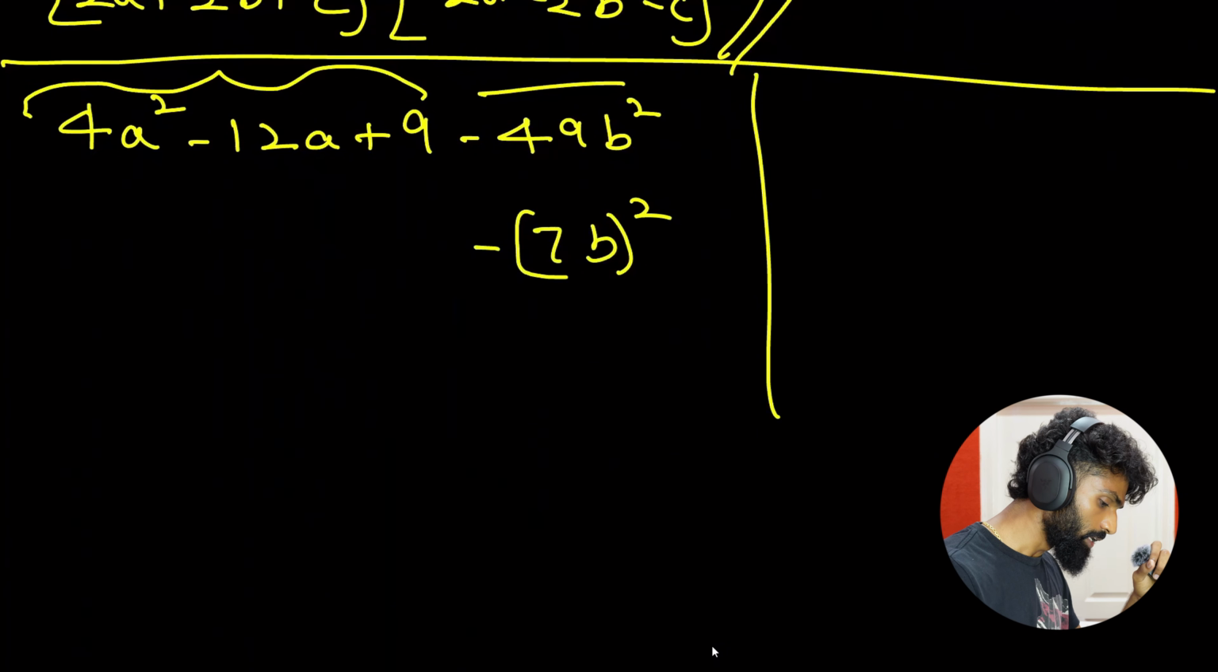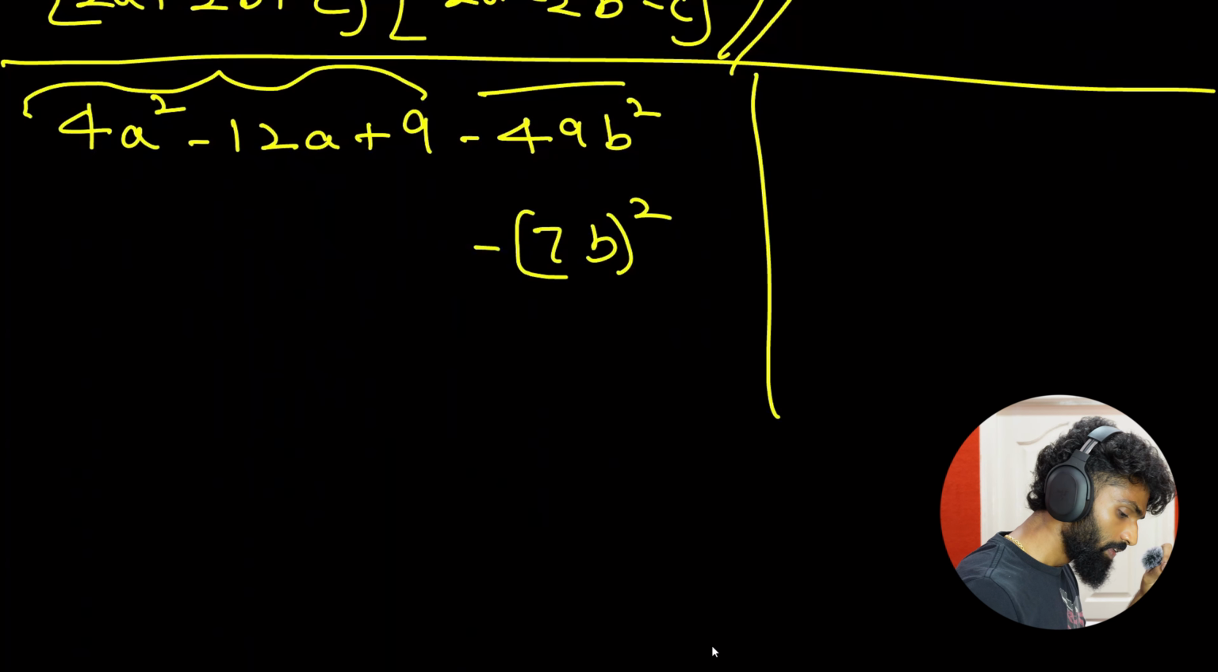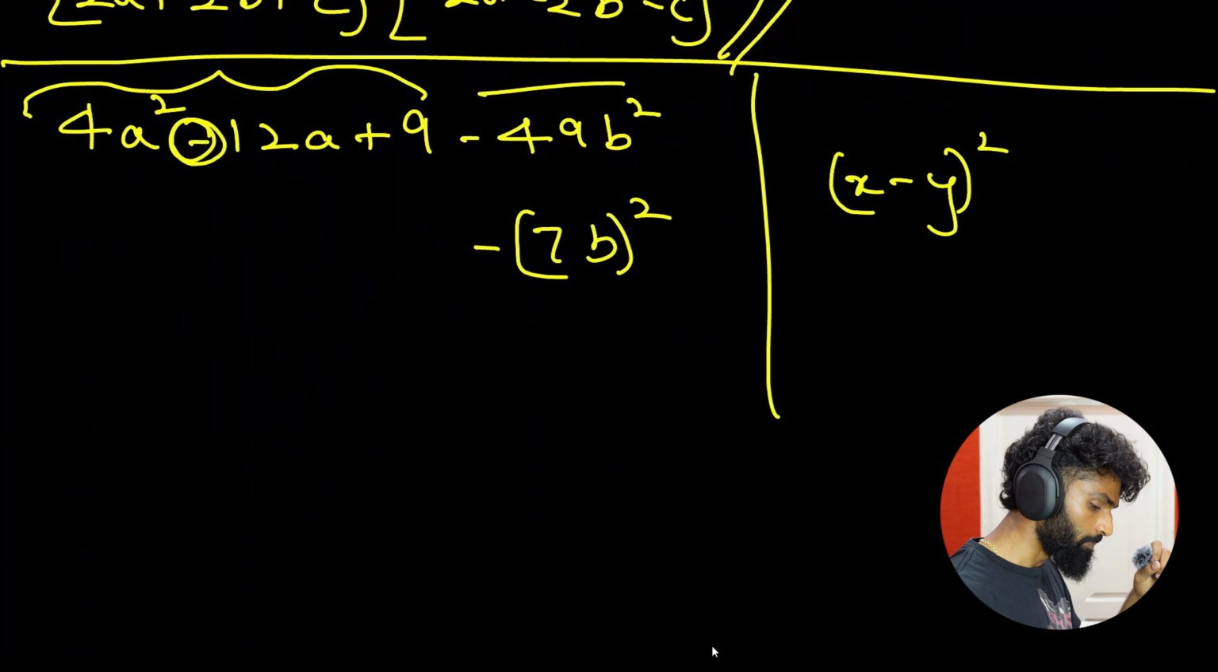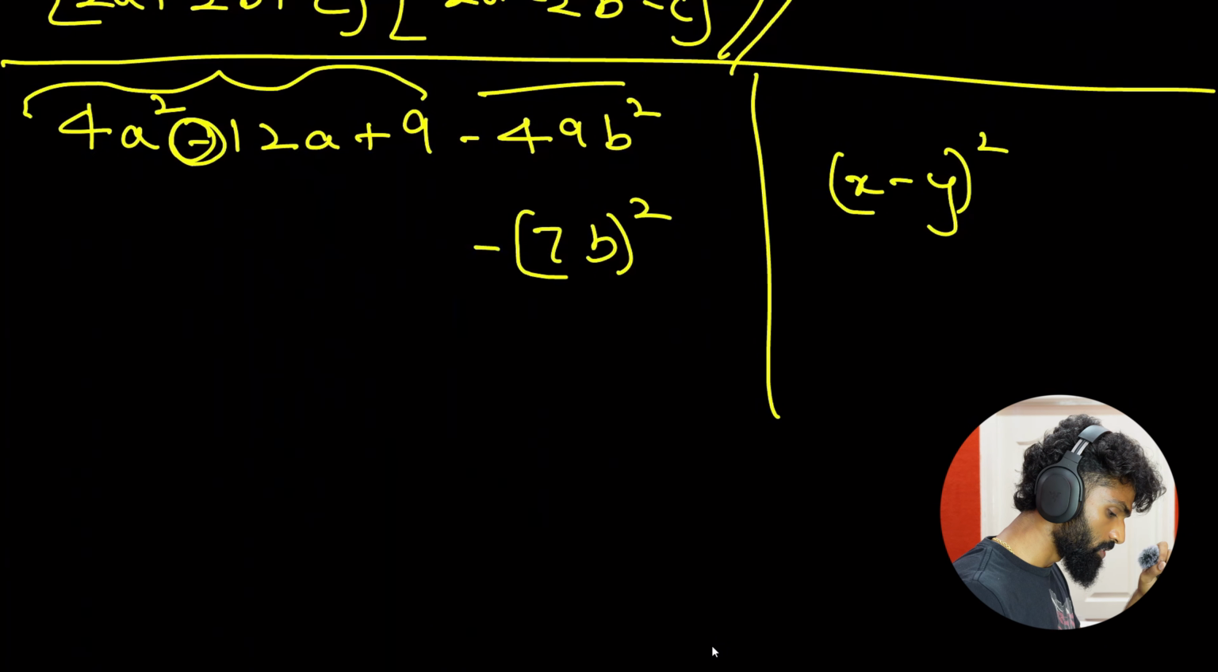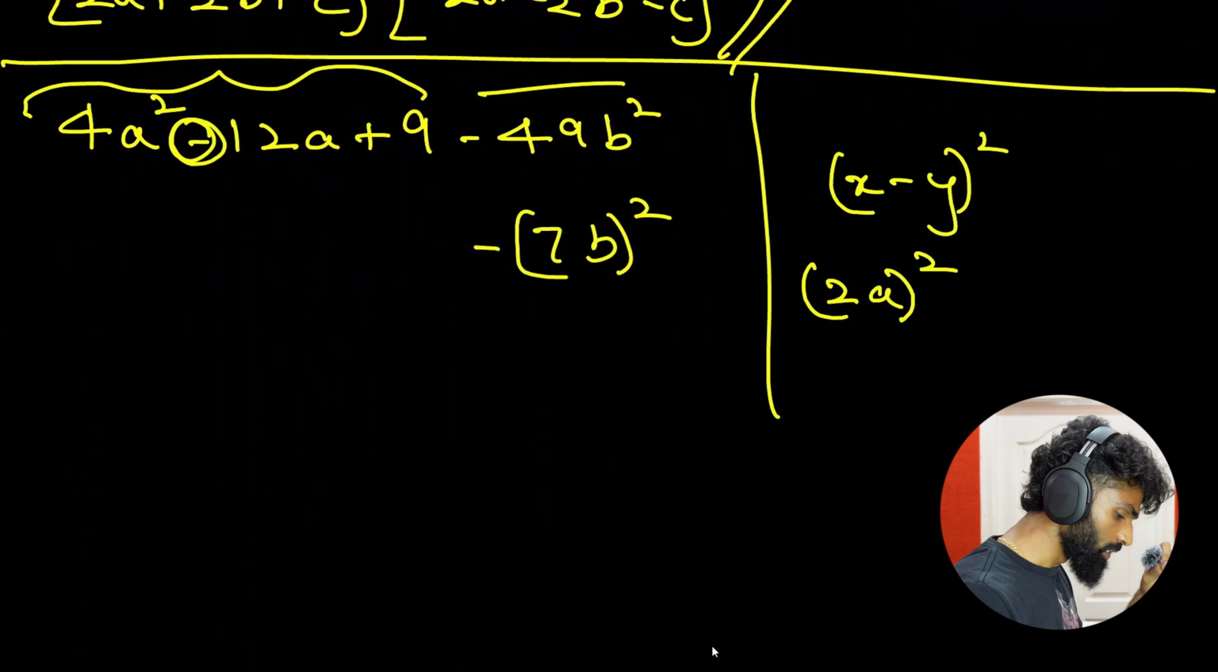Now here, look at this. The center term has what? Minus, which means the identity used is nothing but x minus y the whole square. How was the hint? Look at the middle term here. It was minus. Fine. So the hint is done. What did I tell you? Look at the extremes. It is 4a square. 4a square is nothing but 2a the whole square. Leave some space. And what was the last term? 9. 9 is nothing but 3 the whole square.